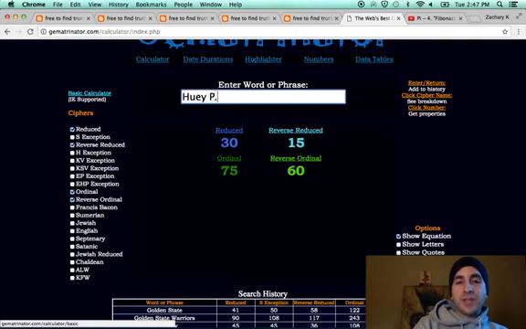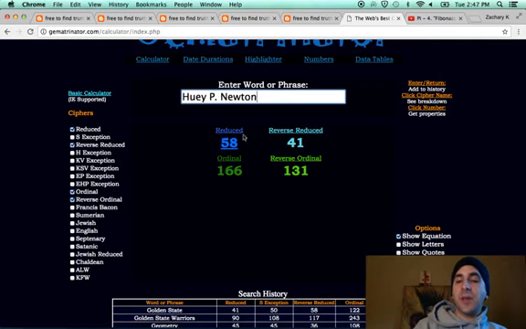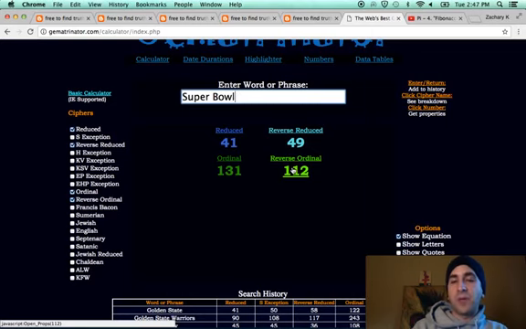Huey P. Newton established the Black Panthers in Oakland. Huey P. Newton, 58. Cam Newton, a blood relative, NFL, became the 58th quarterback to start in a Super Bowl hosted by the 49ers from the Bay Area. Notice Huey P. Newton also sums to 131. So does Super Bowl. Cam Newton became the 58th quarterback to start in the Super Bowl, blood relative of Huey P. Newton.